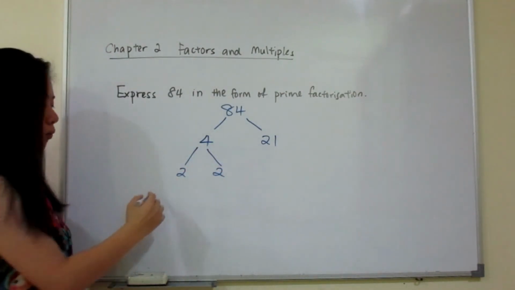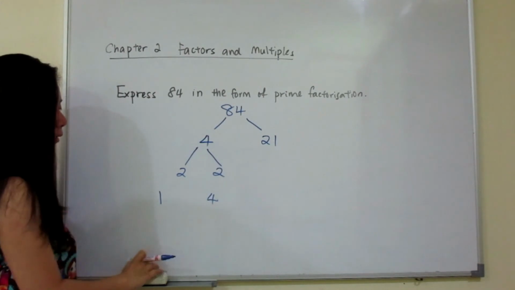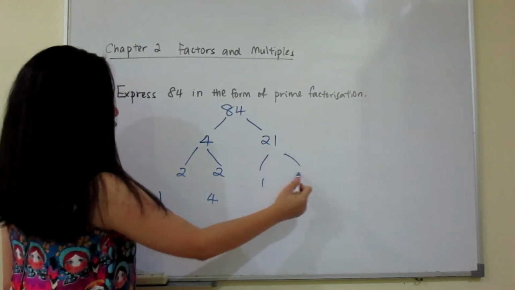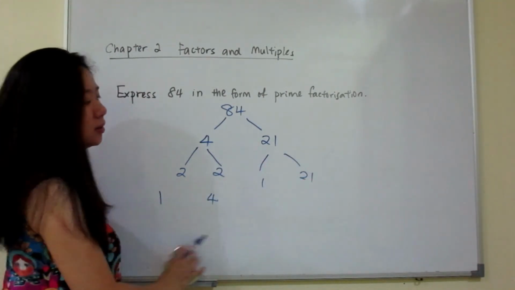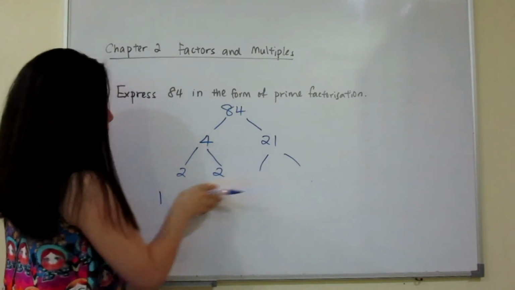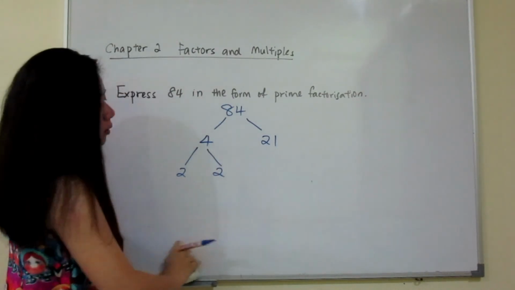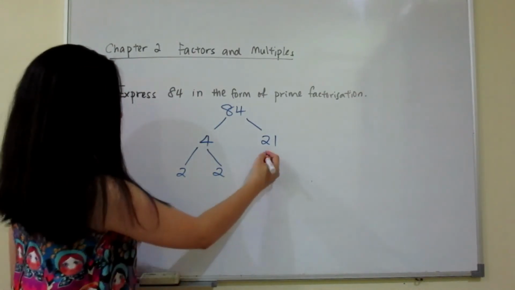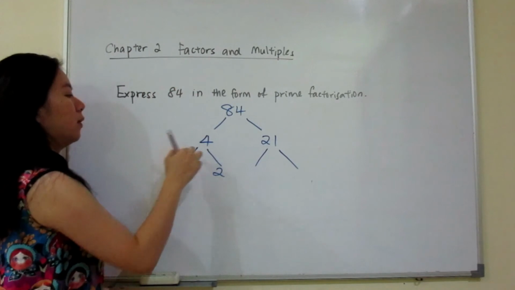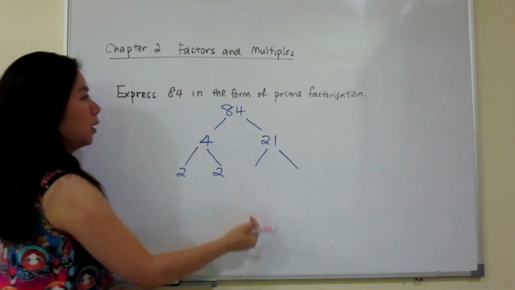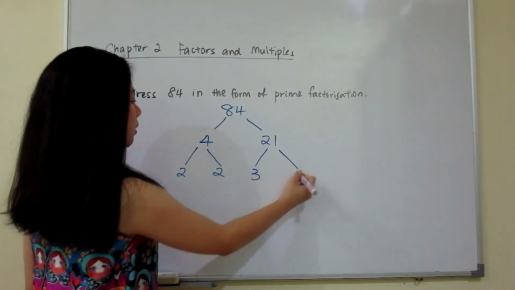Try not to write 1 and 4, or 1 and 21. No, that is not splitting. We are going to split it into smaller numbers. So never ever write 1. Okay, so 4 we can split into 2 times 2. 21 we can split into 3 times 7.